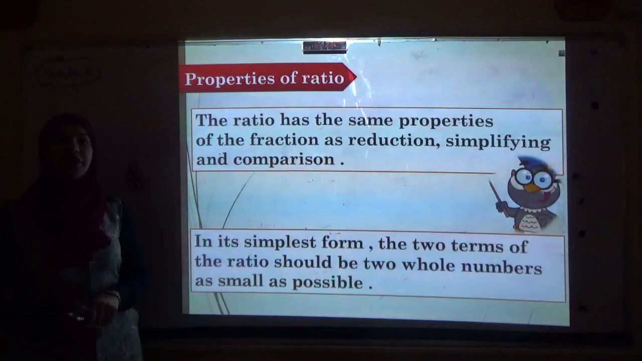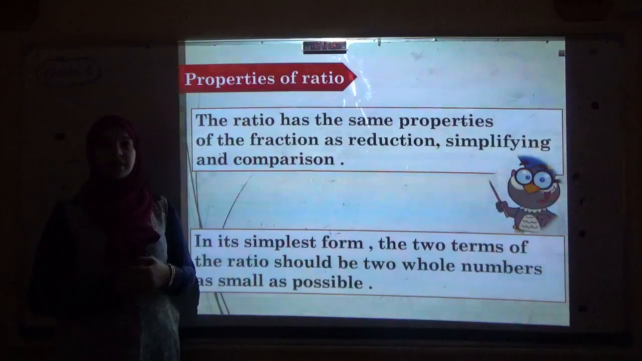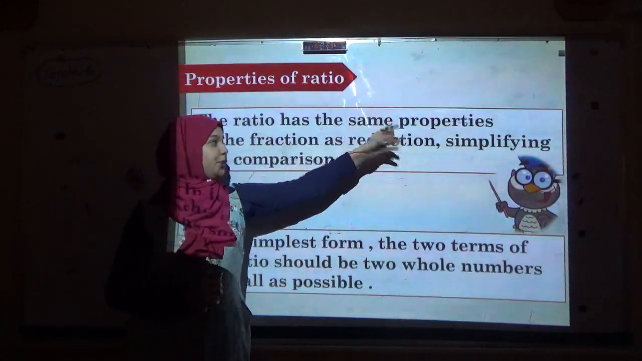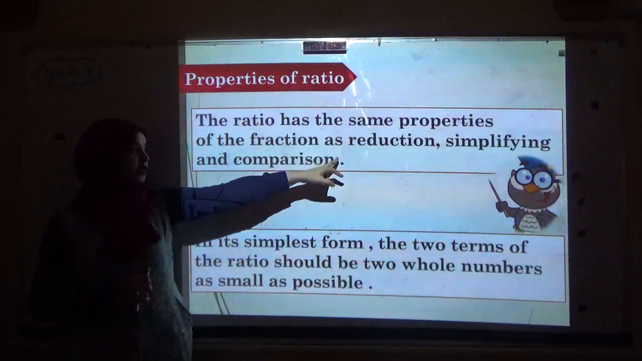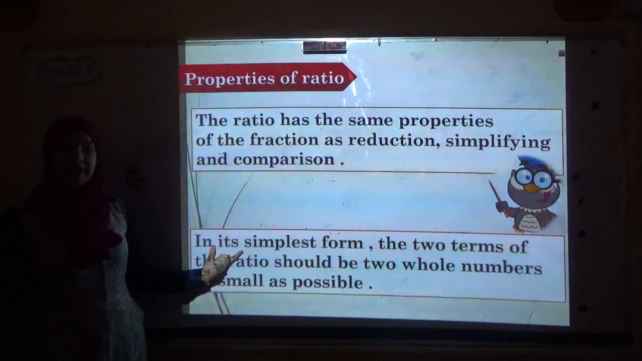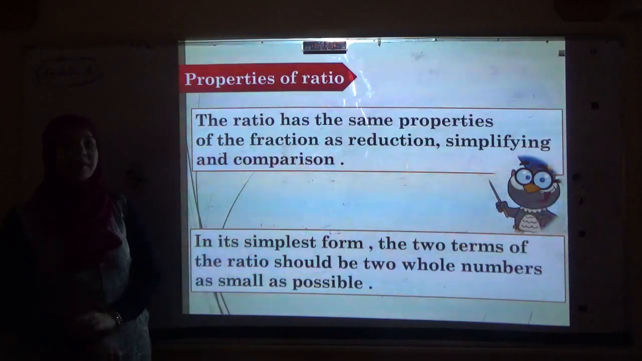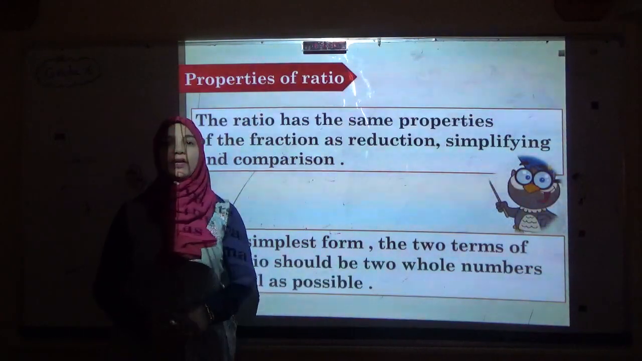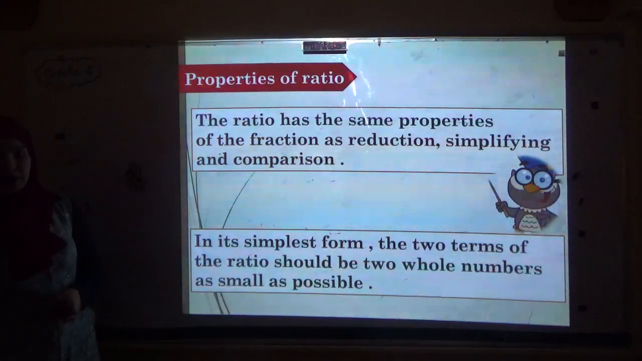You should know some properties of ratio. As we said, ratio is a fraction. So the ratio has the same properties of fraction as reduction, simplifying, and comparison. Also, to put any ratio in its simplest form, the two terms of the ratio should be two whole numbers as small as possible.